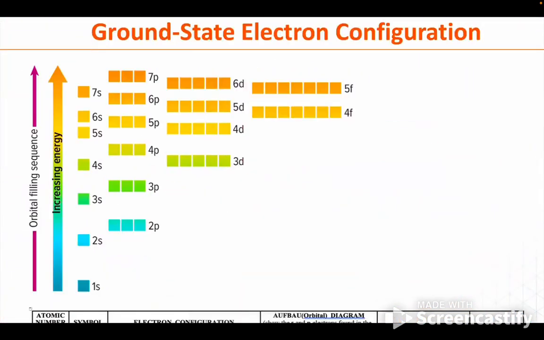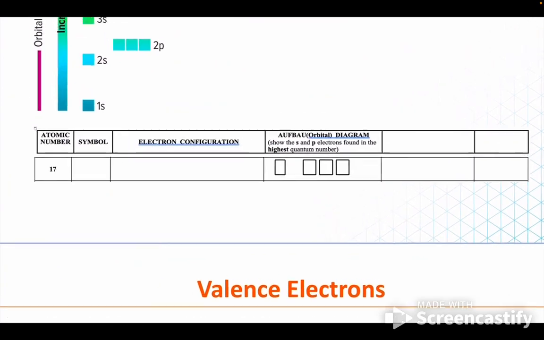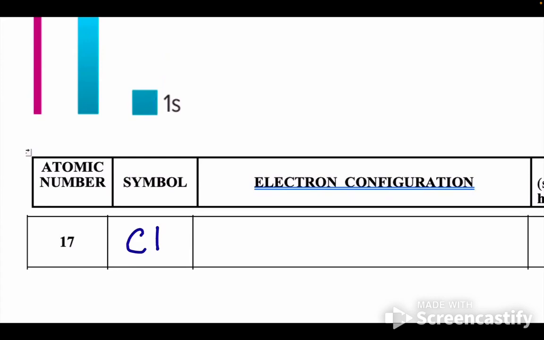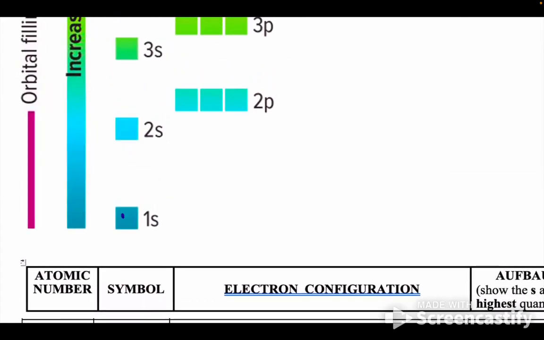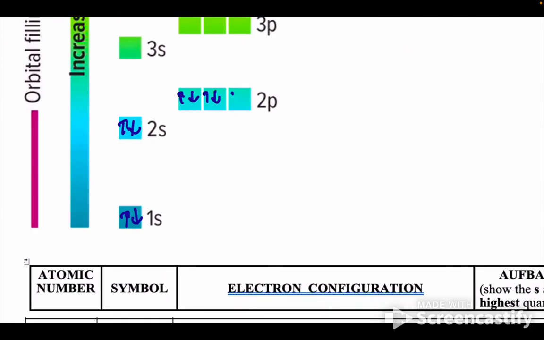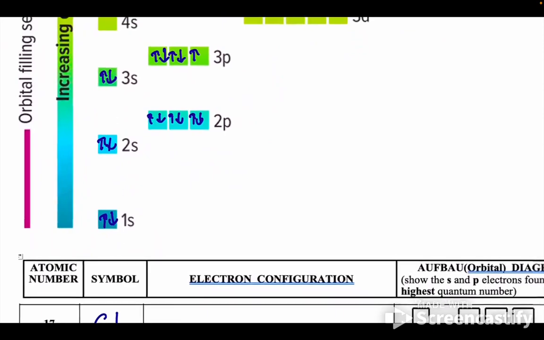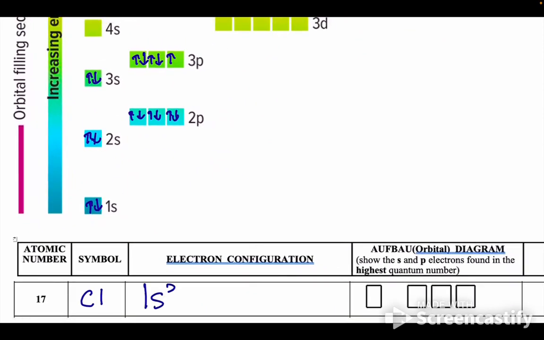So let's see if we want to do another one. So this one is chlorine. And chlorine then would have 17 electrons. So we would have 2, 4, 6, 8, 10, 12, 13, 14, 15, 16, 17. So when I write the configuration, it's going to be 1s2, 2s2, 2p6, 3s2, 3p5.